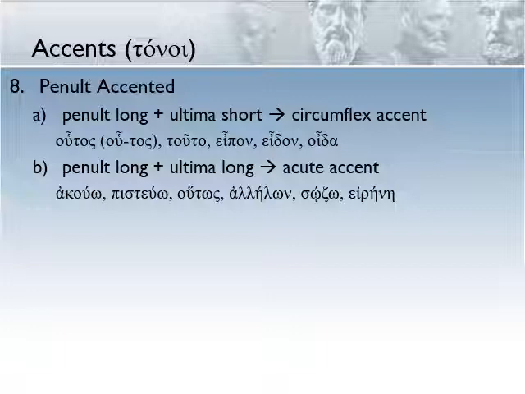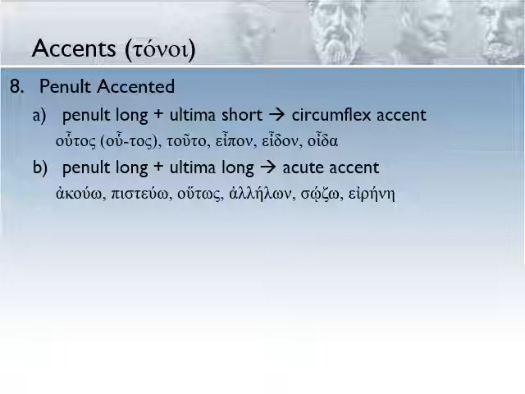Similarly, we have utos, long ultima, acute accent on the penult. Next, alilon, long ultima with omega, acute accent on the penult. Next word, sozo. Sozo, again, omega in the ultima requires the accented penult to have the acute accent. It may not take the circumflex accent with that long ultima. Notice with sozo also, did you spot the iota subscript underneath that first omega?